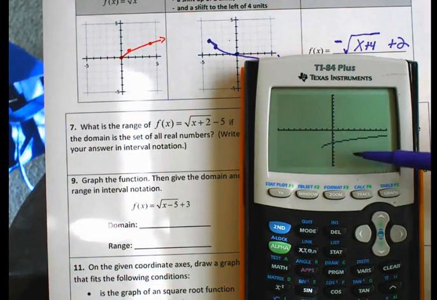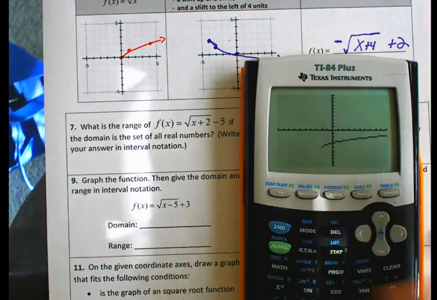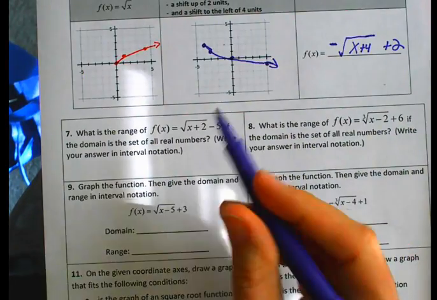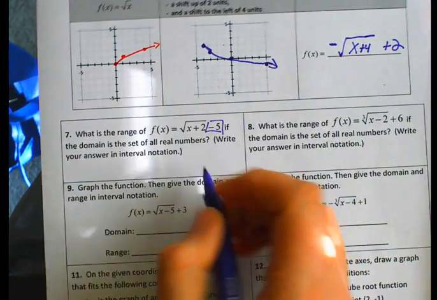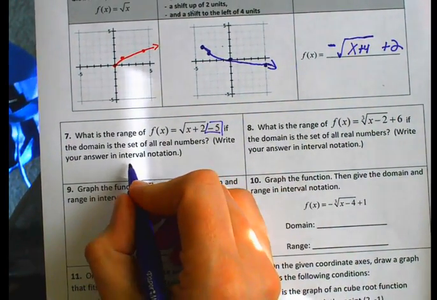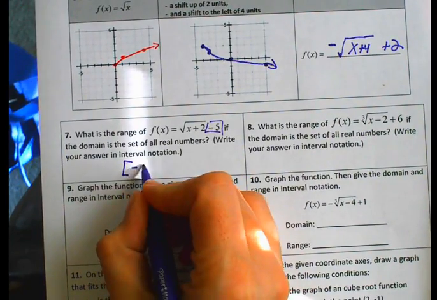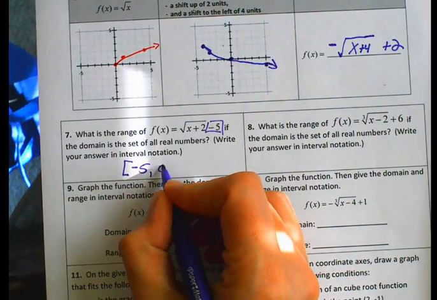So I see that this graph, I want to know the range. So the very first value of the range is going to be -5, and then it goes to +infinity. And you should be able to tell this by this as well, because this -5 is a shift in y, so that's down 5. And then interval notation, I'm going to have a square bracket, -5 to +infinity.